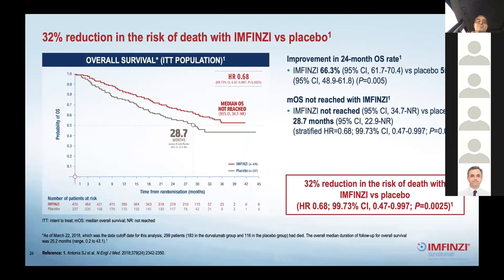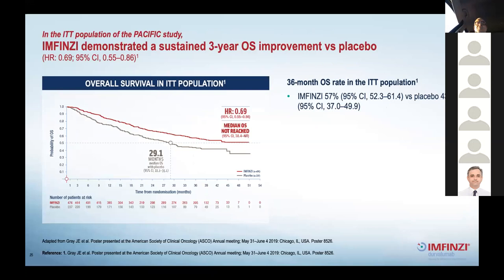As we can see, for one of the primary endpoints, overall survival, we had a 32% reduction in the risk of death with Imfinzi versus placebo, with a hazard ratio of 0.68. The median overall survival was not reached versus 28.7 months for the control arm. This result was confirmed with a follow-up of 3 years, also with a similar hazard ratio. You can see the plateau at the end of the curve of durvalumab compared to the placebo arm.